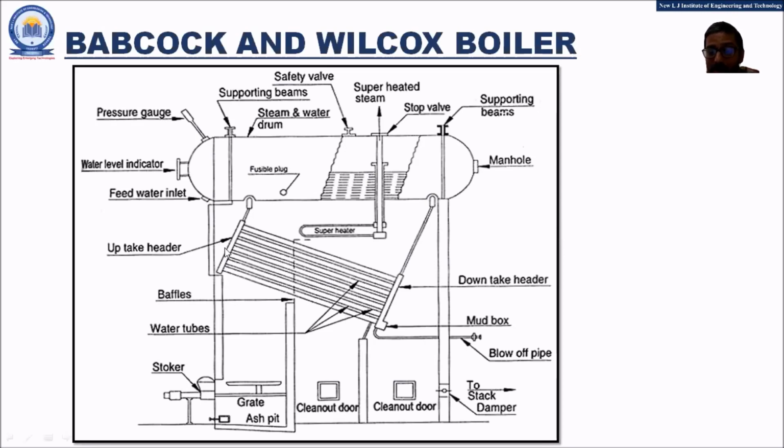Remember friends, the water tubes are inclined in this boiler. The inclination plays a very important role in the working. So now friends, let us understand the working of this boiler. From the boiler shell, the water which is collected will first be passed on to the downtake header. From the downtake header, the water will be filled in the inclined tubes. On the grate outside of the boiler, the hot gases will be generated by the combustion of the fuel.